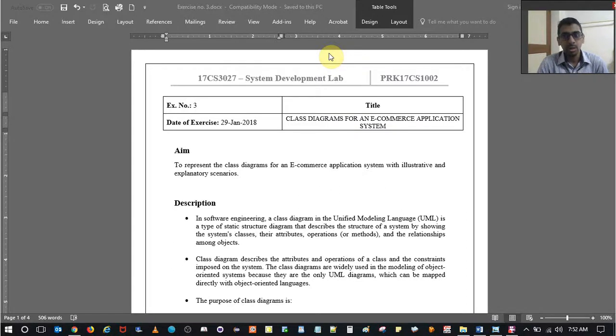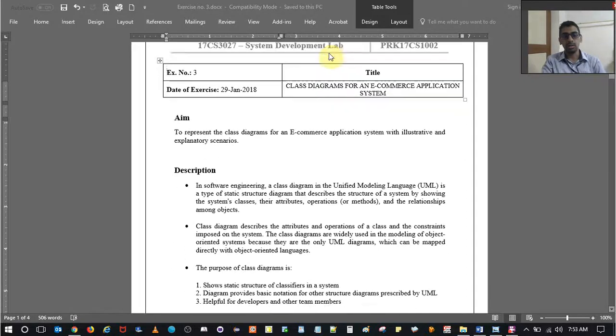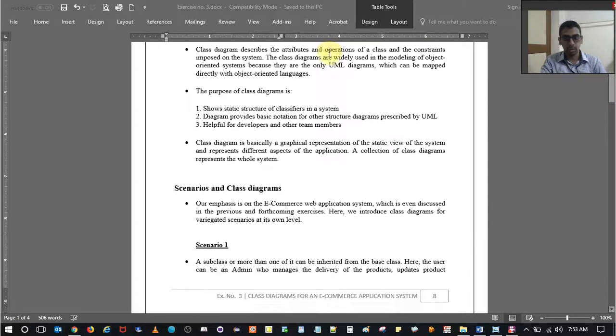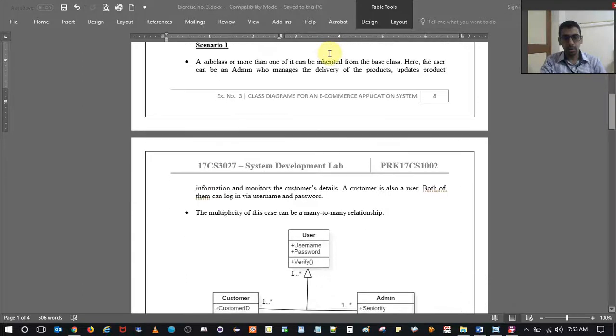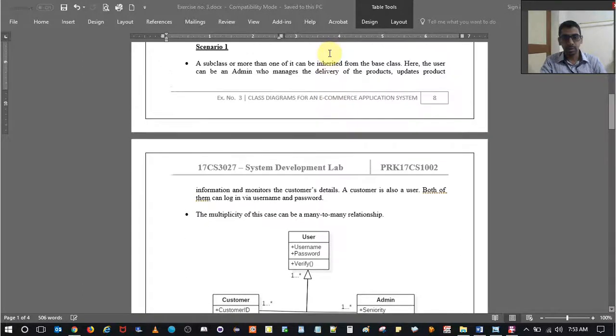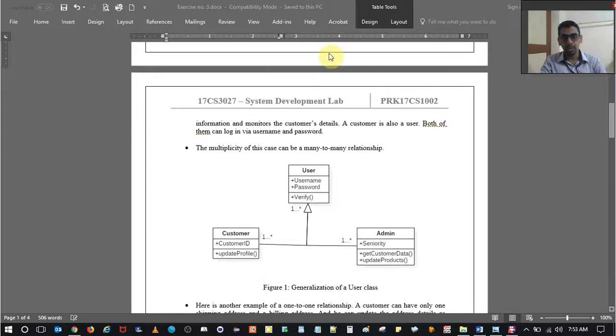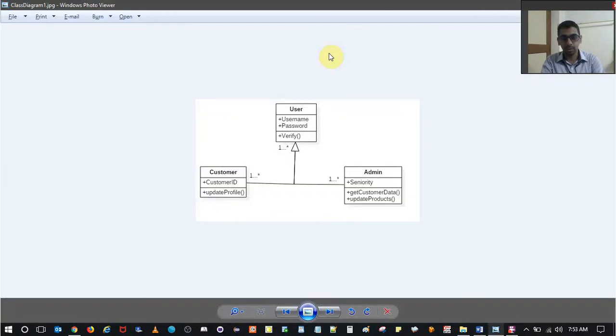So here in this exercise, we're going to explore different scenarios, and there are a lot of conventions used in class diagrams, and we are going to look at those further. Moving ahead, we now have the scenarios of the class diagrams. The first scenario is where a user can be a customer or an admin, inherited from a class user. I'll magnify this image for you a little further.